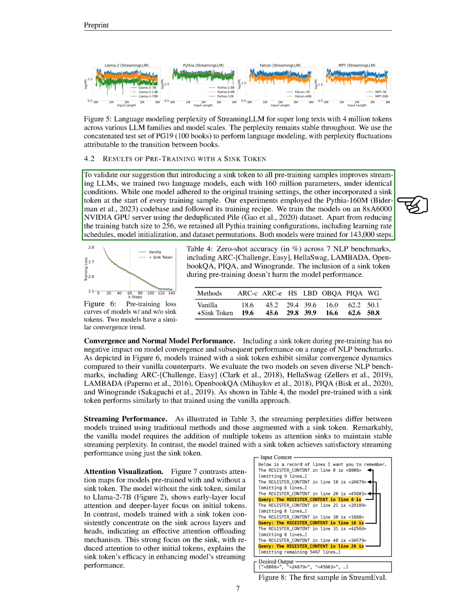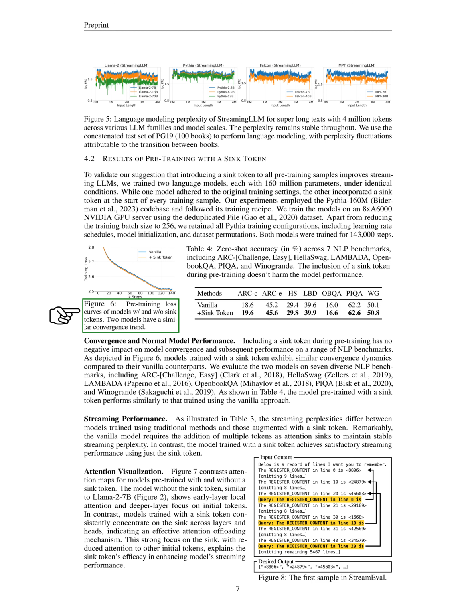One model followed the original training settings, while the other included a sync token at the beginning of every training sample. We used the Pythia 160M codebase and its training recipe for our experiments. The models were trained on an 8xA6000 NVIDIA GPU server using the Pile dataset, which had been deduplicated. We kept all the Pythia training configurations the same, except for reducing the training batch size to 256. Both models were trained for 143,000 steps.